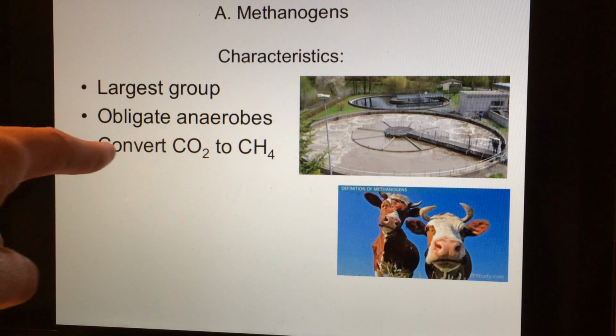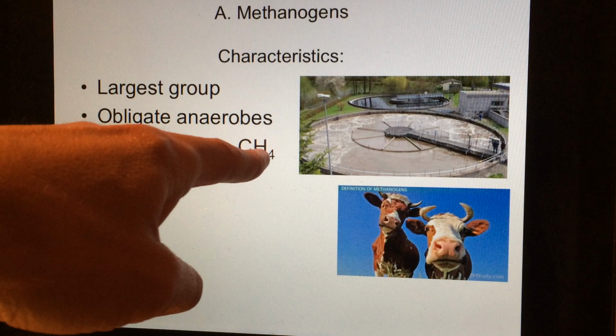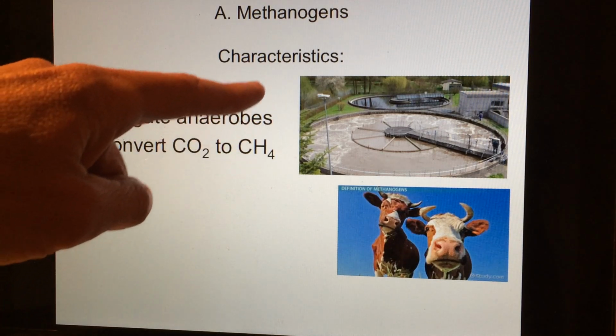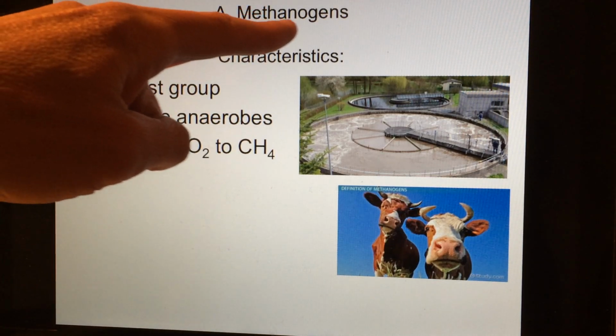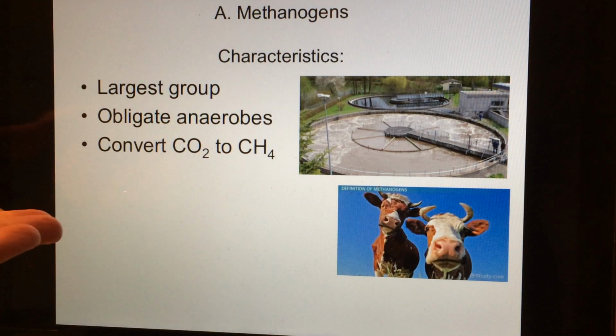Now here's how some of them do. Here's where their name comes from. They convert carbon dioxide to something called CH4. Does anybody know what CH4 is? That is methane gas. Methanogens. Oh, they generate methane gas. Imagine that. Okay, we're going to come back to that in a second.